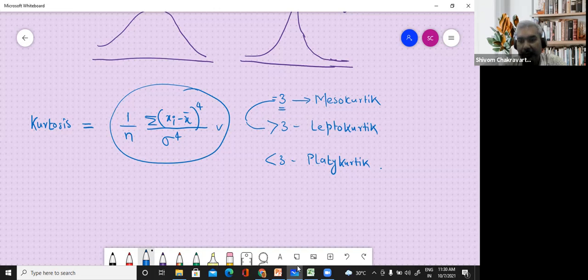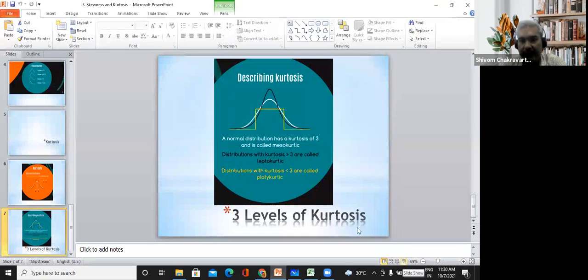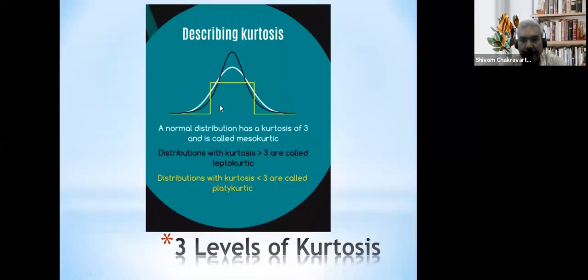3 is what distinguishes the different types of kurtosis. There are three types of kurtosis. Either the data will be mesokurtic, or it will be leptokurtic, or it will be platykurtic. And considering the graphs, they will look like this. So platykurtic, if it is much less than 3, will look almost flat.